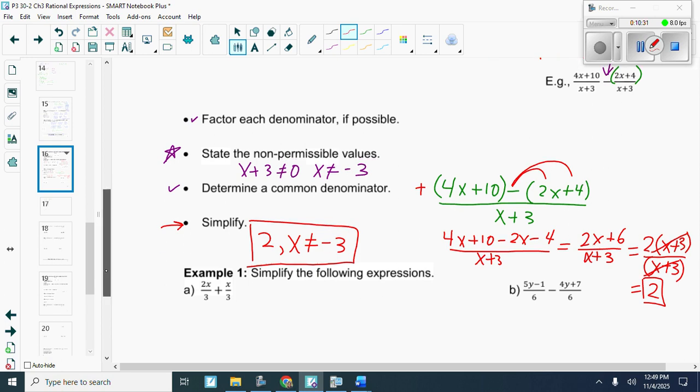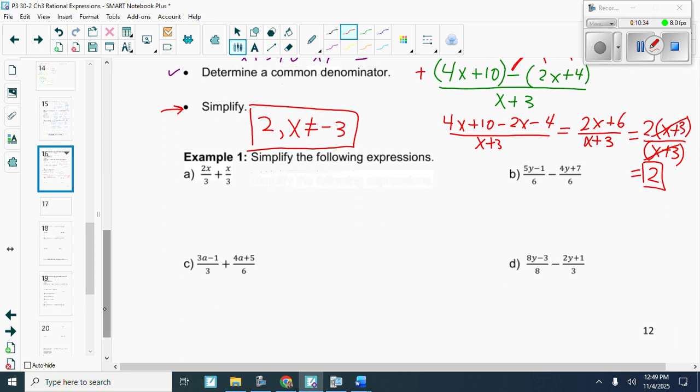Let's do a couple of these. Let's start with some that already have common denominators, just to practice collecting like terms and simplifying. For this one, we have 2x over 3, plus an x over 3. We have a common denominator, so we can combine the numerator and put that all over the same denominator. We just do the addition on top. Now we need to simplify.